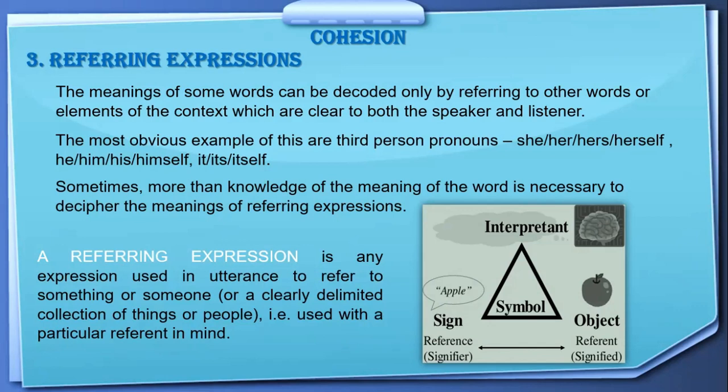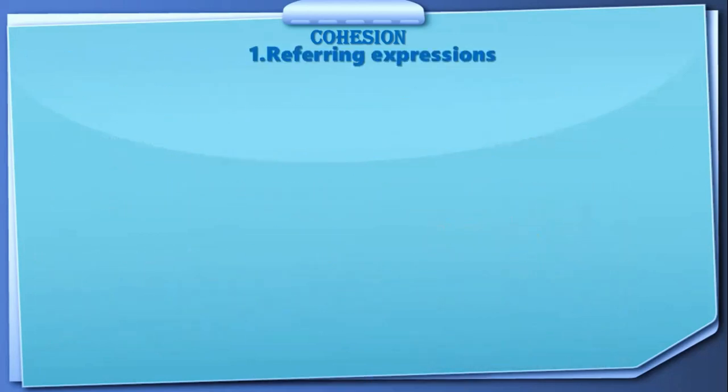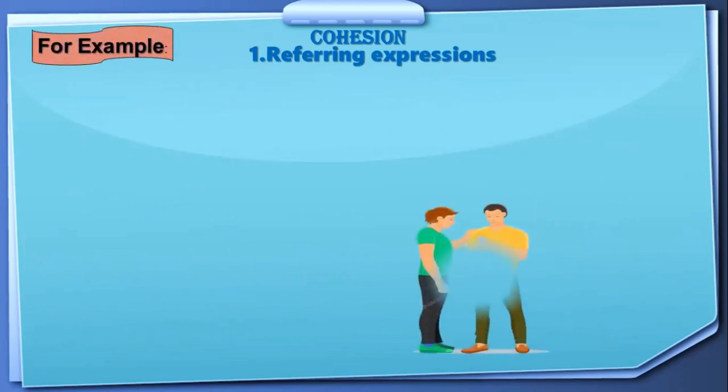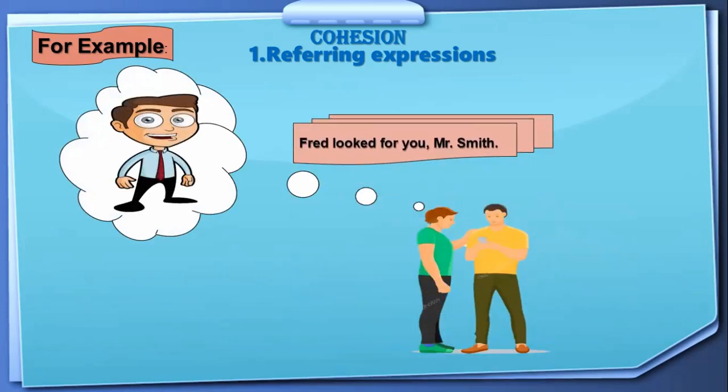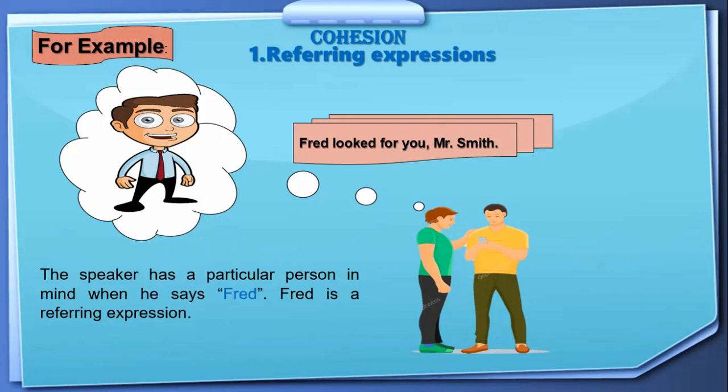When we talk about reference or signifier, for example, the word apple is a signifier or reference. The referent, the object of an apple, is called the signified. So when we talk about referring expressions, we have pictures in our mind, the word which refers to something. Here is an example. These two people are discussing, and he says, Fred looked for you, Mr. Smith. The speaker has a particular person in mind. When he said Fred, Fred is a referring expression which is in someone's mind.